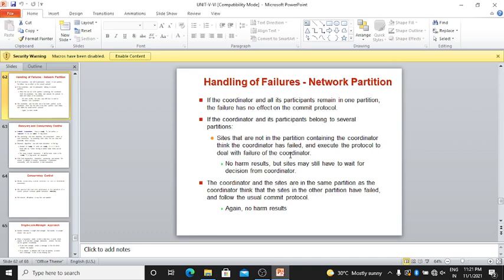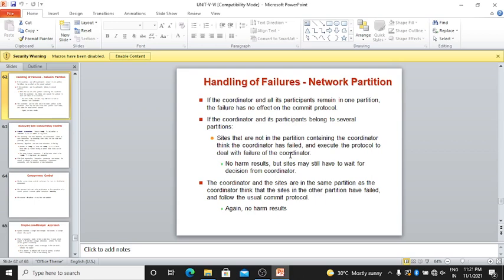Here in this slide we studied handling of failure. If the coordinator and all its participants remain in one partition, the failure has no effect on the commit protocol. If the coordinator and its participants belong to several partitions, sites that are not in the partition containing the coordinator think the coordinator has failed and execute the protocol to deal with failure of the coordinator. No harm results, but sites may still have to wait for a decision from the coordinator.